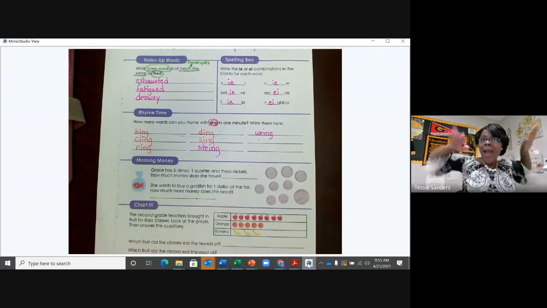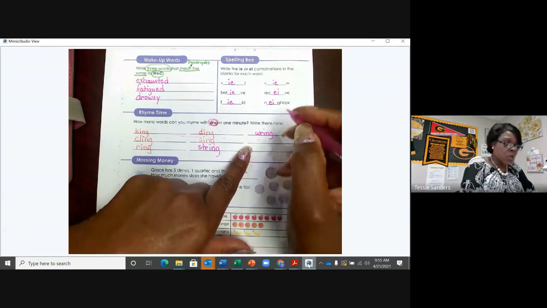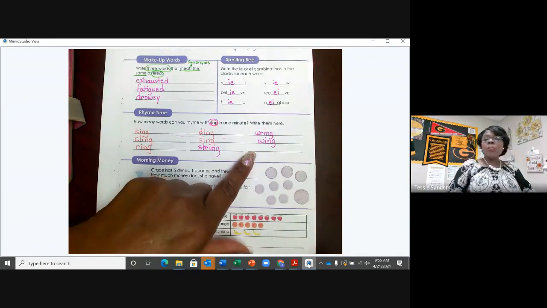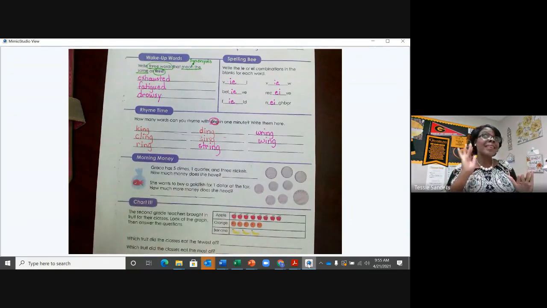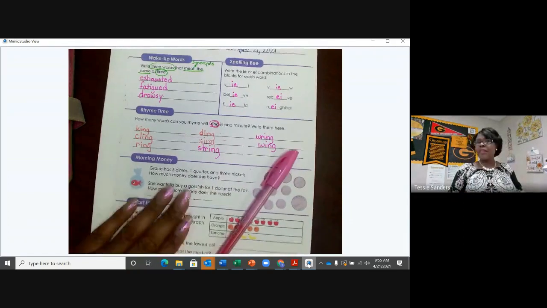Wing. Wing. Spell wing. W-I-N-G. One more. Clean. I had to drop the pen on that one.